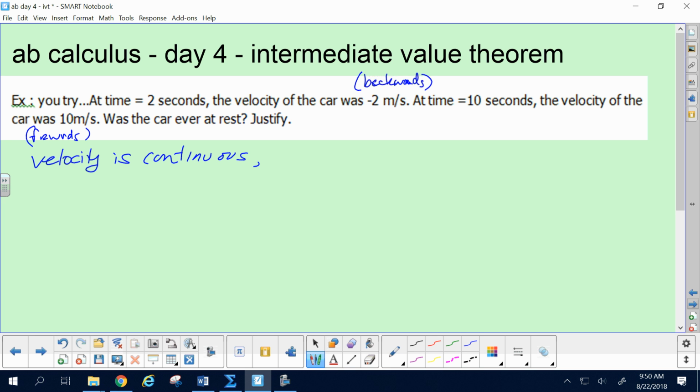And what about the betweenness? I guess we should have gone back and decided, what does rest mean? What does that imply about velocity? Velocity is zero. So really the question reads, must there be a time when velocity is zero? Now let's talk betweenness now that we have that established. Is zero between the two given velocities? Yeah. So velocity is continuous, and velocity of zero is between negative 2 and 10.